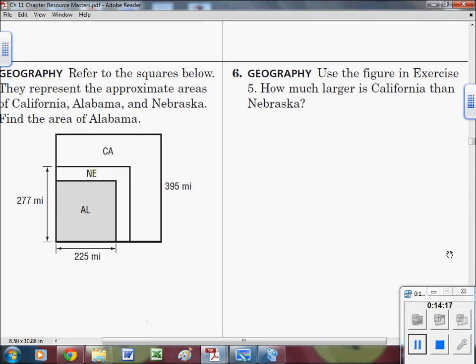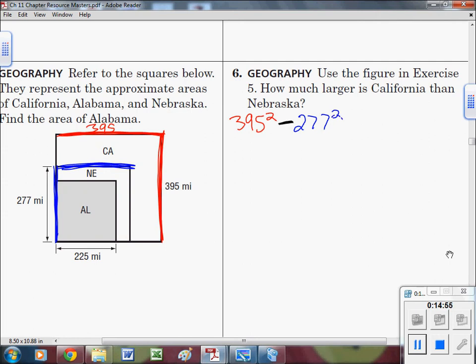Now, our next question says, refer to what we just did, and it says, how much larger is California than Nebraska? Well, if you take a look, California, you're told, is 395 miles. That's the side length. So that means the area of California is 395 times 395 again, or 395 squared. And Nebraska is 277 miles by 277 miles, or just 277 squared. That's the area of Nebraska.